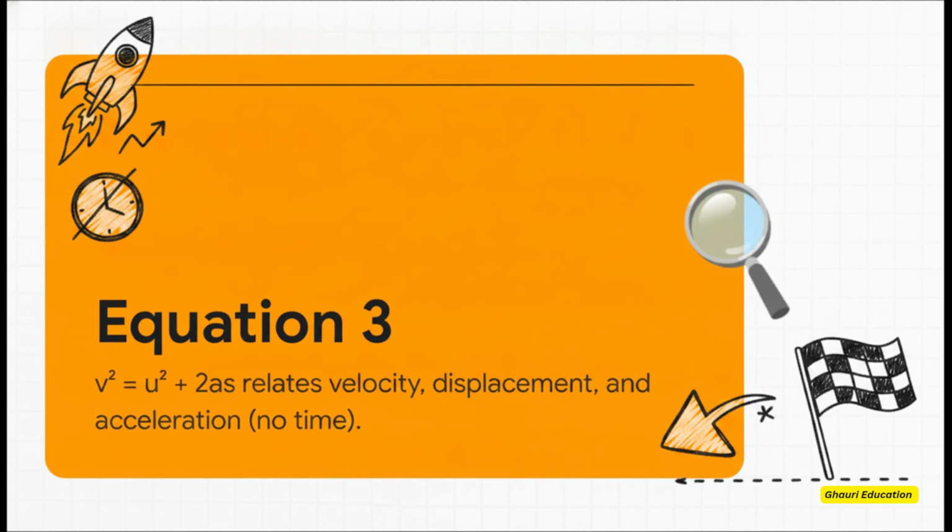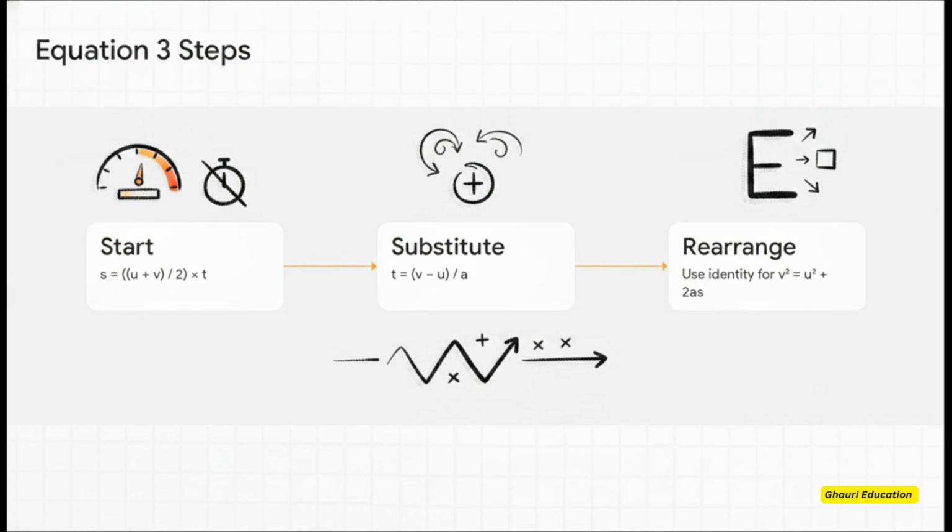V squared equals U squared plus 2AS. This relates velocity, displacement, and acceleration. But look closely. Do you notice what's completely missing here? Time. Equation 3 is your absolute secret weapon when you know the distance an object traveled, but you have no earthly idea how much time has passed. To get here, we confidently combine our average velocity method with equation 1, completely eliminating time from the picture.